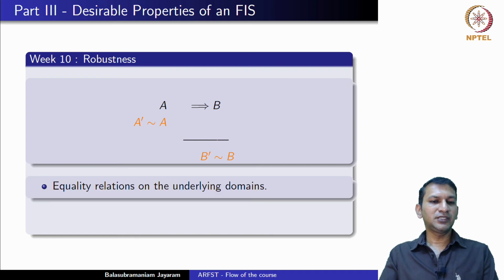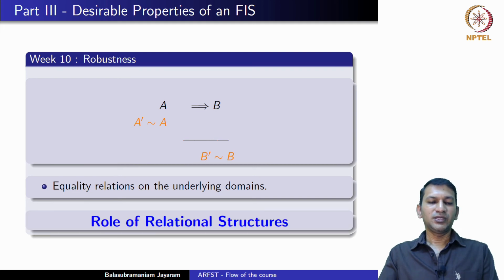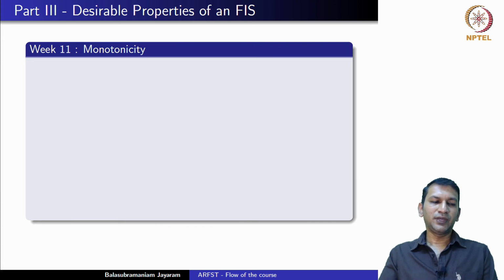However, it suffices to say that we expect there are equality relations on the underlying domains, and we expect this fuzzy inference scheme to preserve it. Once again, in this case, when we discuss robustness, it will highlight the role of relational structures. The final property that we will discuss is that of monotonicity.